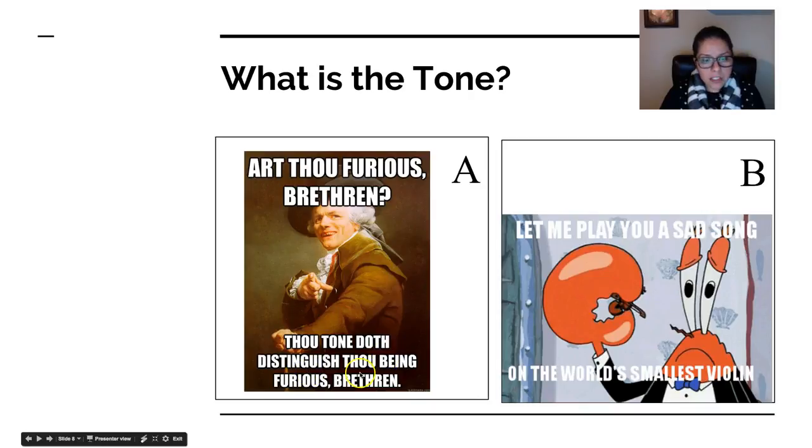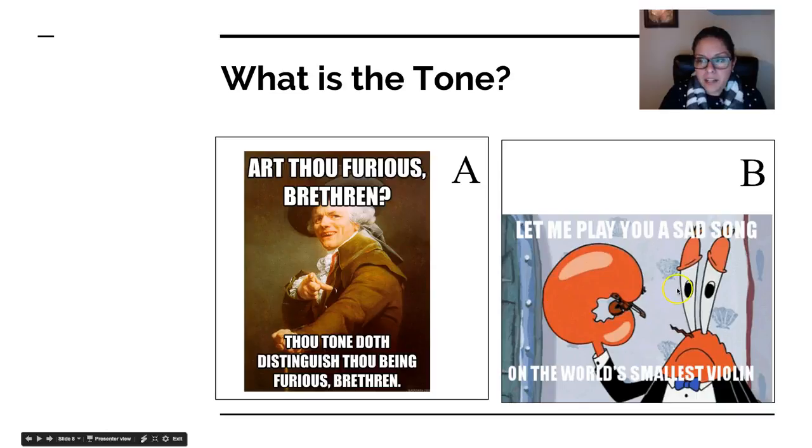Okay, so if we look at image A, "Art thou furious, brethren?" Thou tone, thou distinguish, thou being furious, brethren, right? What do you think that means? Mad, maybe, right? Okay, what's another word for mad? Who wants to raise their hand? Come on now. Yes, angry, right? Perfect. What's another word for angry that we can replace based on the image? Okay, what is it? Furious, right? You see right here, furious. So on Romeo and Juliet, you're going to use the text to determine the tone. Okay, what did that character say to determine the tone?